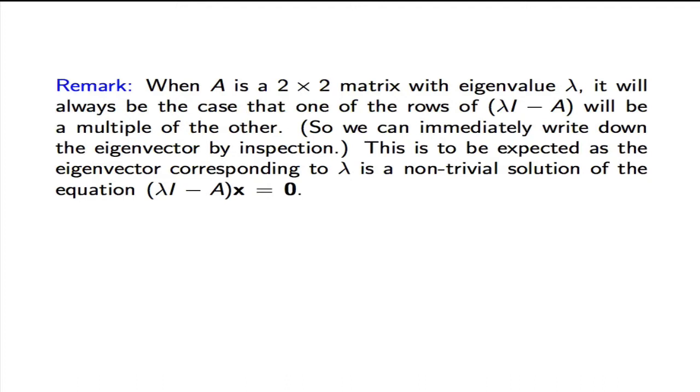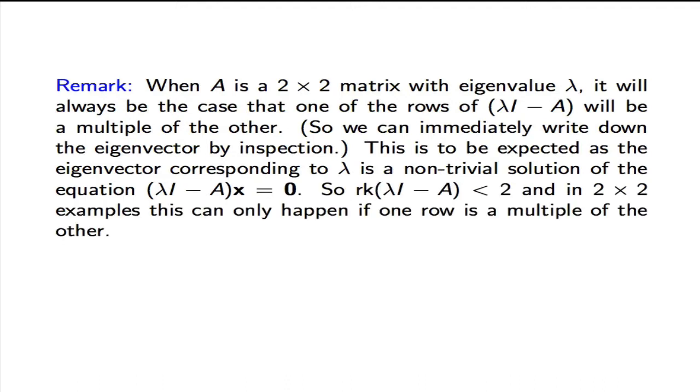And this is to be expected, because the eigenvector corresponding to lambda is a non-trivial solution of the equation (lambda I − A)x is equal to 0. But then, if this equation has non-trivial solutions, then this means that the rank of this matrix is less than 2. And in the 2x2 case, this can only happen if one row is a multiple of the other.